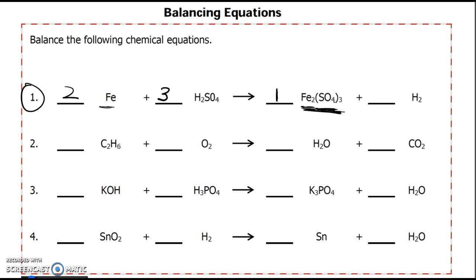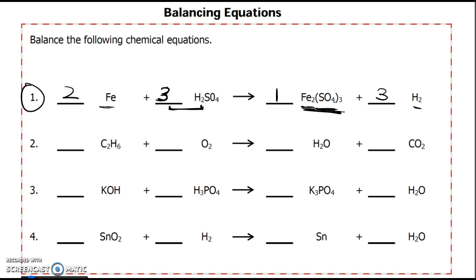And then hydrogen here on the product side is 2. And on the reactant side, we have 3 times 2. Whenever you have a coefficient here, this coefficient always multiplies with the subscript here, okay? So that's 6. So I'm going to put a 3 here to balance my hydrogen. So this equation is balanced. Let's take a look at the next one.